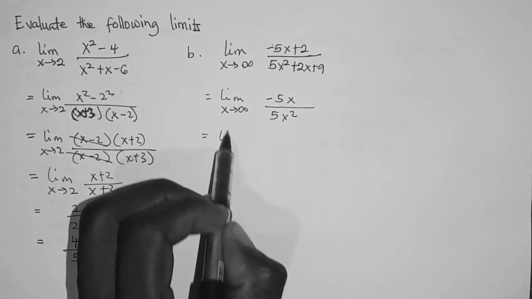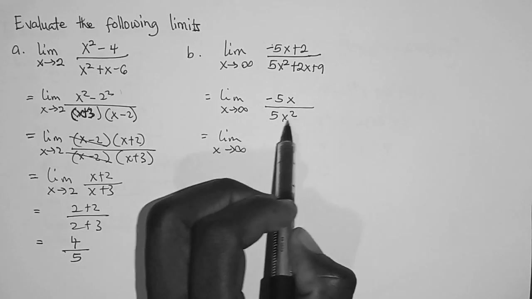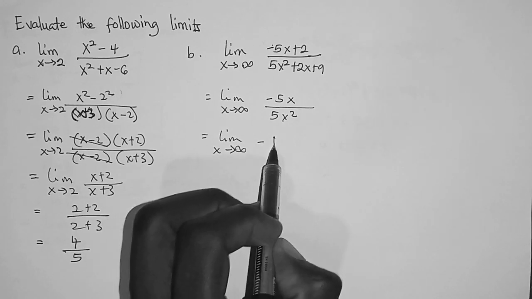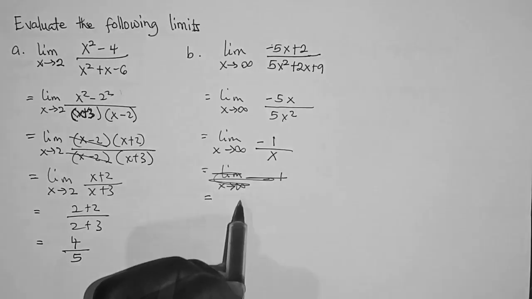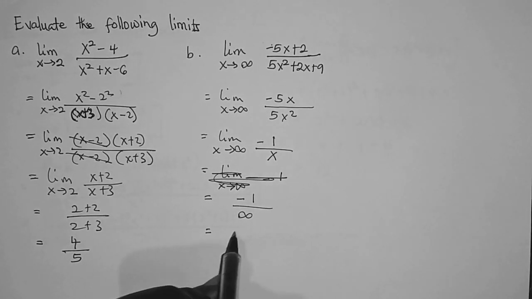This is equal to the limit as x approaches infinity. Now this one can cancel one of the squares, so it becomes minus 1 divided by x. So this becomes minus 1 divided by infinity, and this is equal to 0.